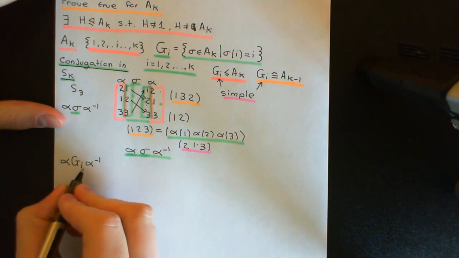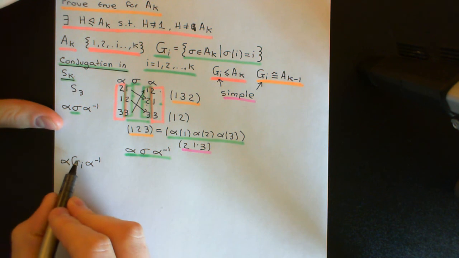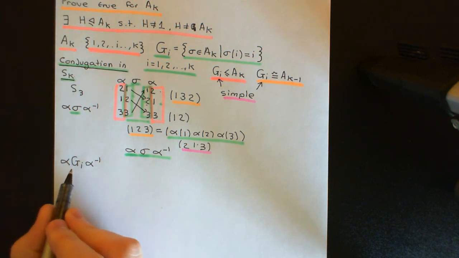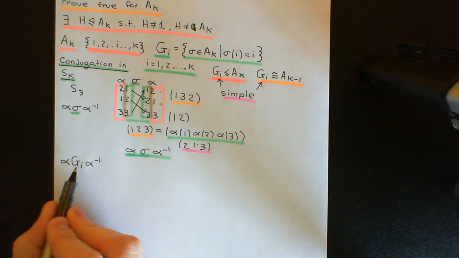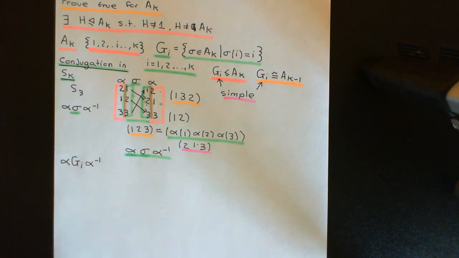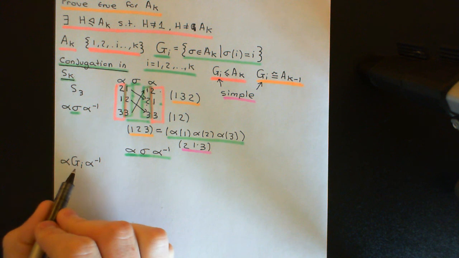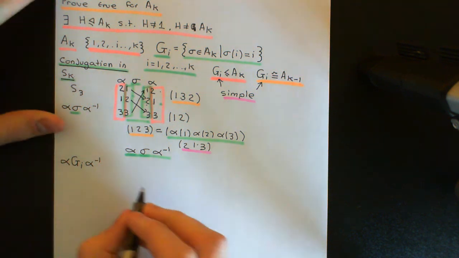So what would alpha gi alpha inverse be? Well, of course, I would conjugate every single element in gi by alpha. Now, all of the elements in gi, think about what their cycle decomposition would look like. One of the things it would always contain is a 1 cycle for I, because it's fixed by all of the elements and therefore sent onto itself. Now, in the conjugate of this, what is going to be fixed? What's the new thing that's going to be in that 1 cycle?